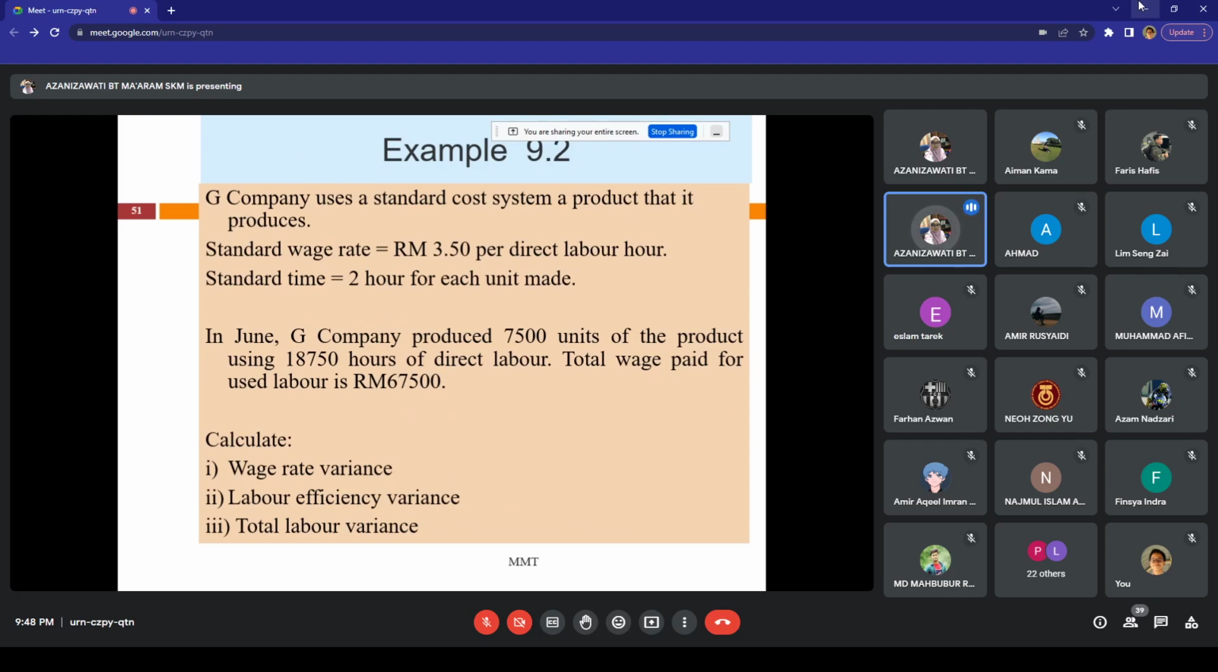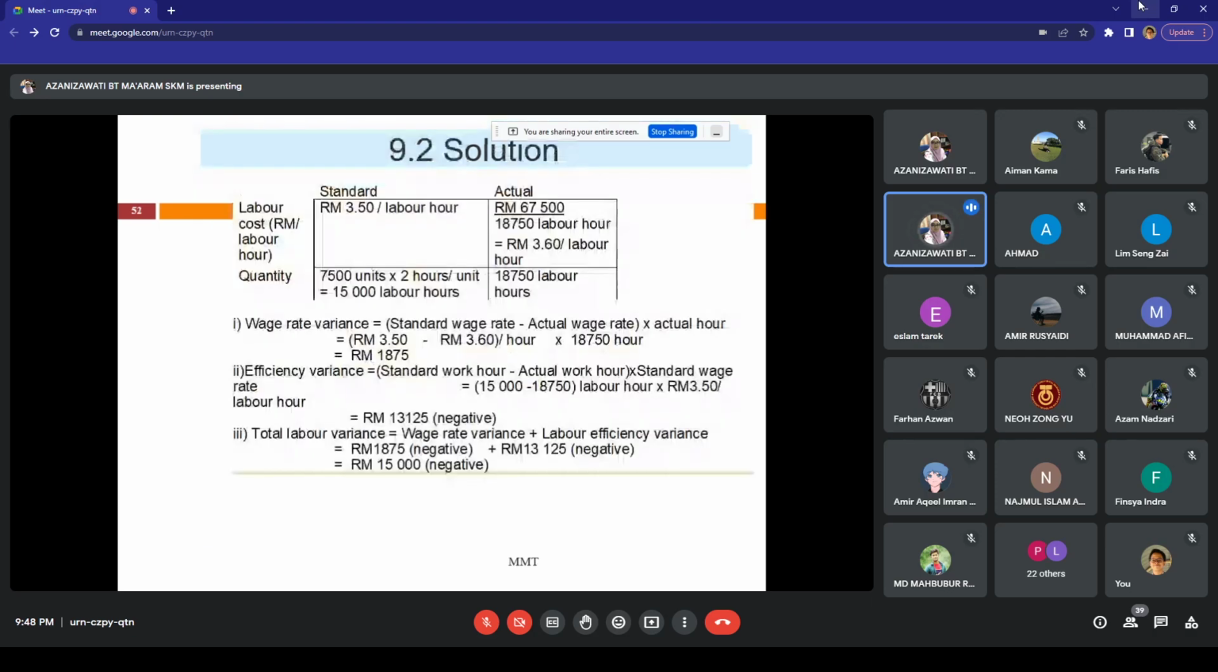G company uses a standard cost system for a product that is produced. The standard wage rate is RM3.50 per direct labor hour, and the standard time is 2 hours for each unit made. In June, G company produced 7,500 units of the product using 18,750 hours of direct labor. The total wage paid for the labor used is 67,500. Then you have to calculate the wage rate variance, labor efficiency variance, and total labor variance.